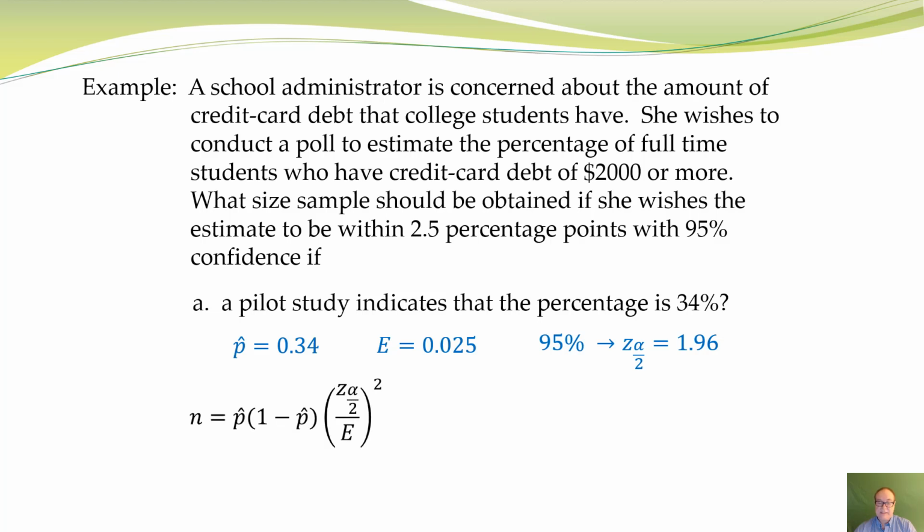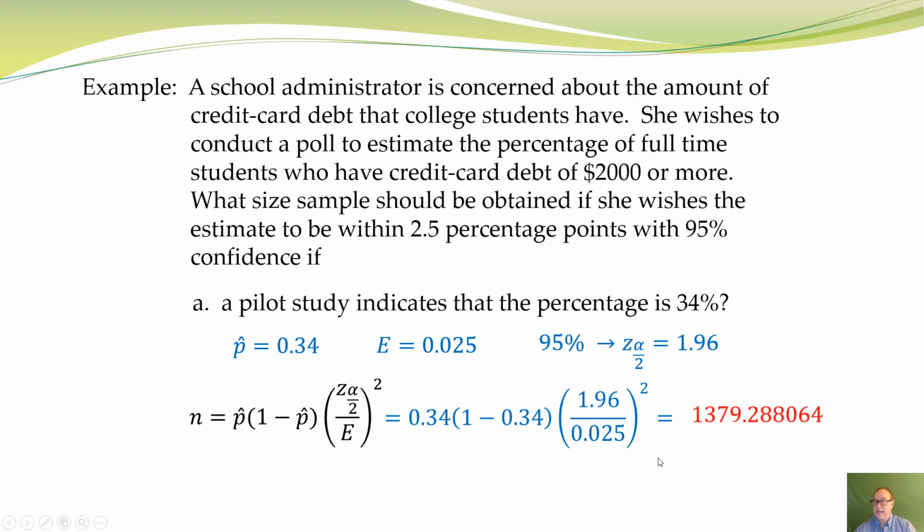Now the formula, N is p-hat times 1 minus p-hat times the critical value divided by E quantity squared. So I substitute values in: 0.34 times 1 minus 0.34 times 1.96 divided by 0.025. Square that quantity. If you use your calculator, you will end up with this answer. And like I said before, we always round up, so your final answer should be 1,380. Okay, that's if there was a preliminary estimate of 34%.